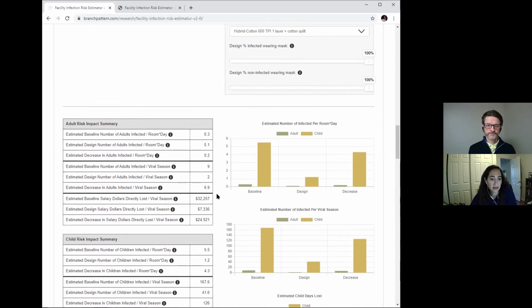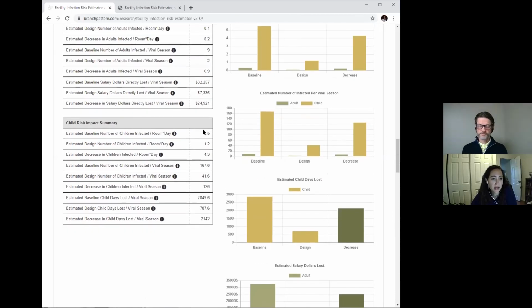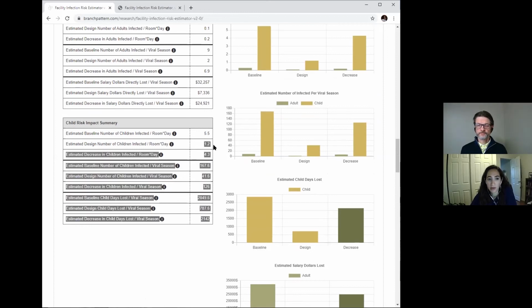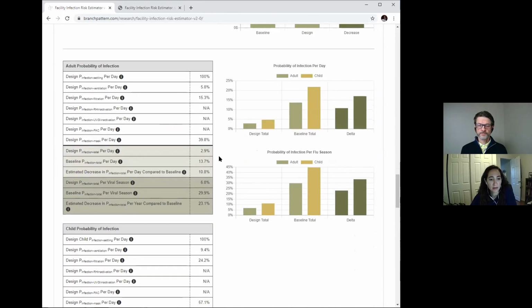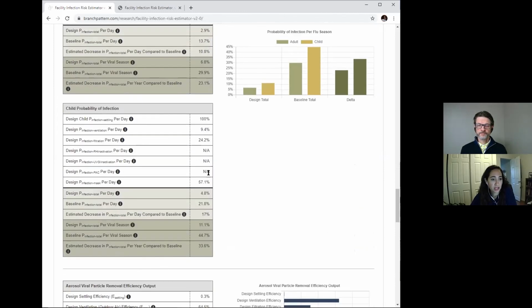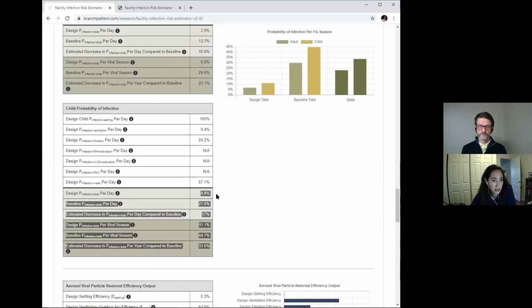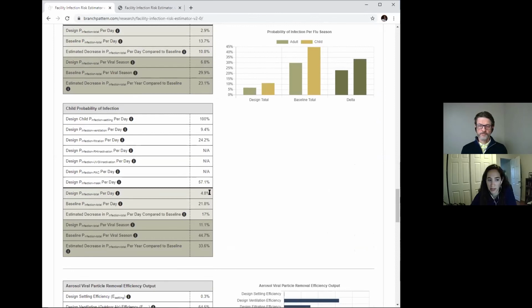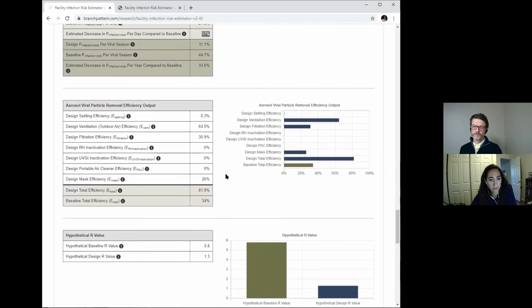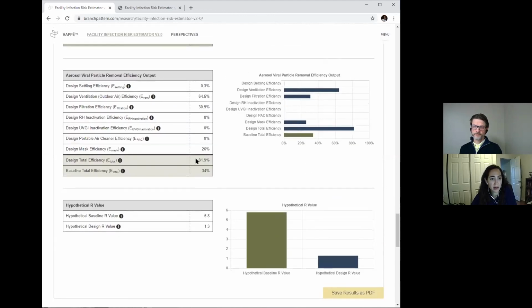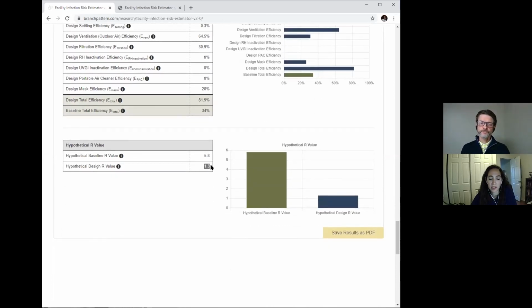Okay, so now again, as we scroll down to the kids, we see that number of infected per day drop even more. So now only 1.2 kids are infected per room per day. Here we have the design infection per day percentage dropping to 4.8%. So that's a 17% decrease per day compared to, I think it was 14 in our last example. And our design removal efficiency went all the way up to 81.9%, and our R value decreased to 1.3.